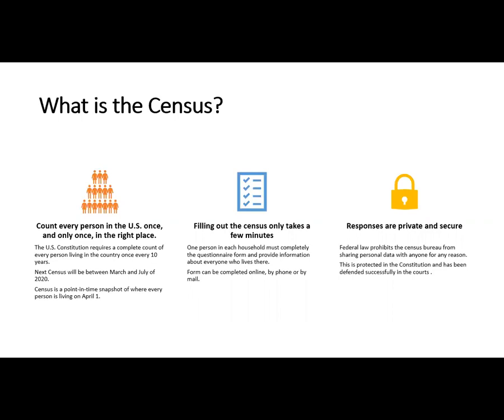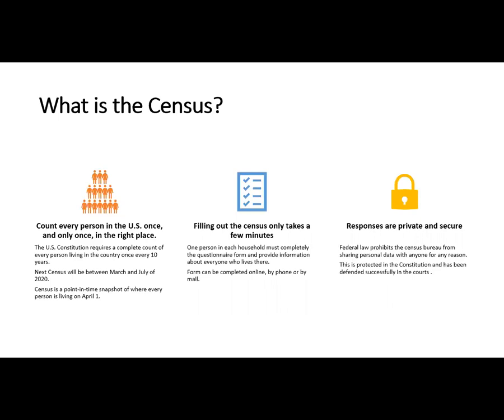So the United States Constitution requires a complete count of every person in the country every 10 years. The last time we did this was in 2010. The next time will be in 2030. You may also hear the census referred to as the decennial census, once every 10 years. So our next census is starting this March and will run from March to July of this year.